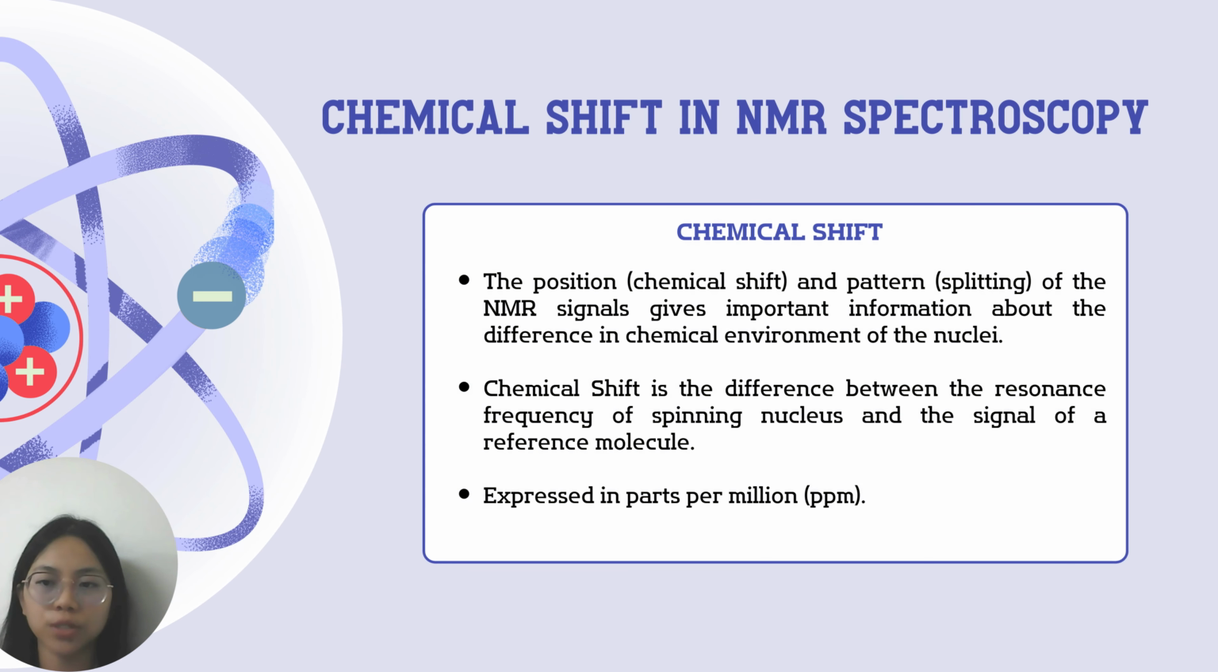The position, or chemical shift, and the pattern of splitting of the NMR signals provide important information about the chemical environment of the nuclide. Chemical shift is the difference between the resonance frequency of the studied nucleus and the signal of a reference molecule. It is expressed in parts per million (ppm) and provides valuable insights into the electronic structure surrounding the nuclide. This makes the NMR spectrometer a powerful tool for determining molecular structures.